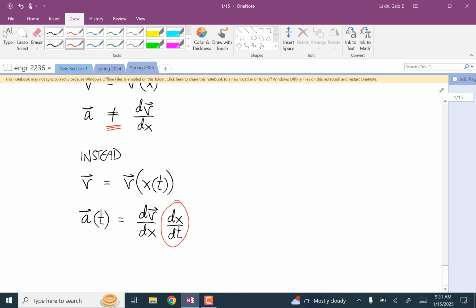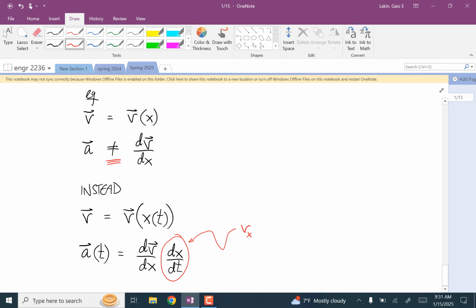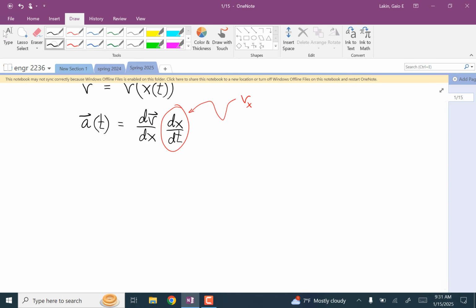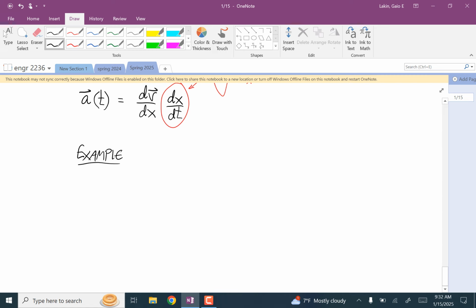This is kind of the key to this being able to work. Dx dt is the x component of the velocity, which you already have, okay? Because if you're taking this derivative, you're already given an expression for the x component of the velocity. So let me show you how this works. Let's say that the velocity vector as a function of, it doesn't have to be x, it could be y or z too.